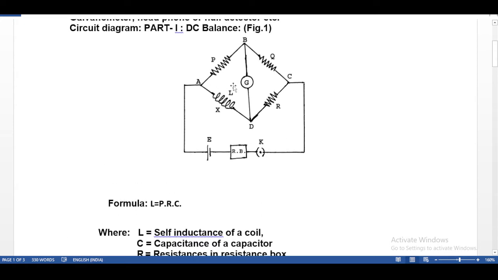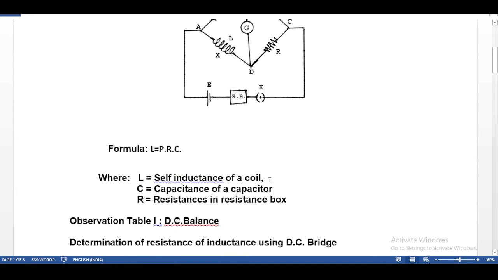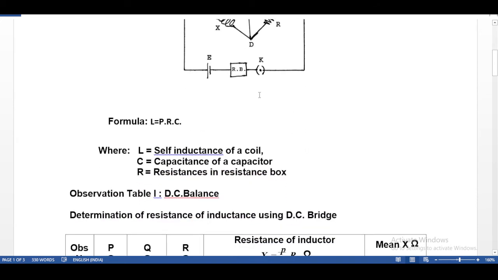Now for the calculation of this inductance L, we are using here the resistances P, R and capacitor C. The formula for this is L = P into R into C, where L is the self-inductance of the coil, C is the capacitance of the capacitor, and R is the resistance in the resistance box. While connecting this circuit, we have to vary the values of these resistances, and we have to determine the null point or null detector for this fabricated DC balance circuit.